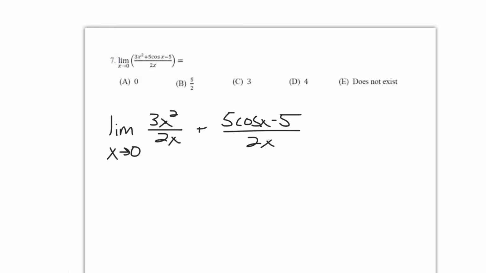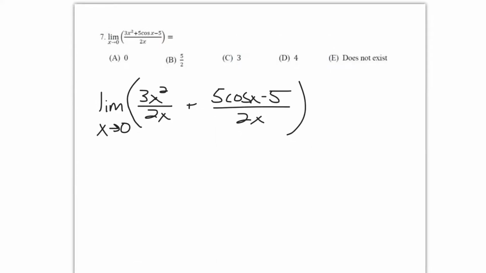Let's rewrite this as the limit as x approaches 0. Let's break these terms apart a little bit. So I'm going to take the first term, 3x squared, put it over the denominator, plus I'm going to take the next two terms, cosine of x minus 5, and write it over the denominator. I think you'll agree this is the same function. If I add these together, the bottoms stay the same, and I add the tops together, there's no like terms, that would end up being this. This is becoming super helpful.